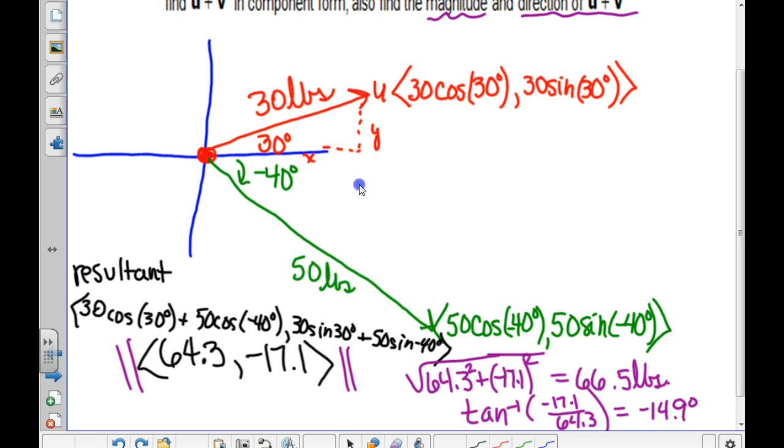Is that an okay answer? Is that off the x-axis, the right quadrant? Yes, it is. Okay, so I'm going to put in a vector that's negative 14.9 degrees below here. And it's more than twice this 30. I don't know if that looks right or not, but 66.5 pounds. Does that seem like what would happen to our scooter? Seems okay? All right.